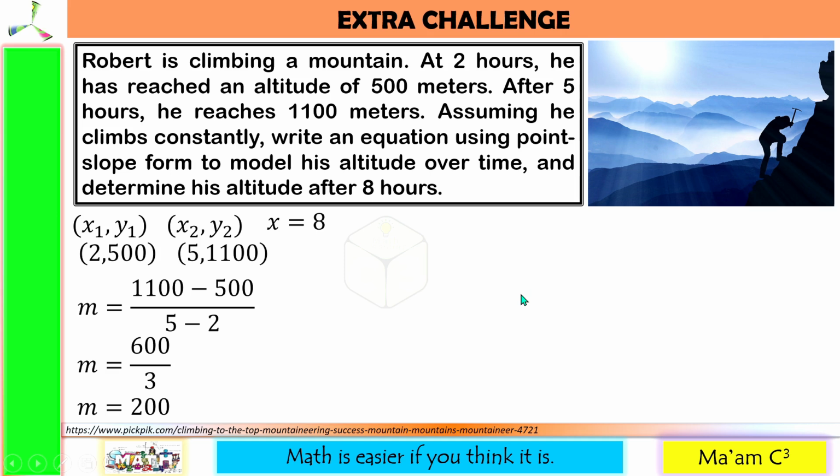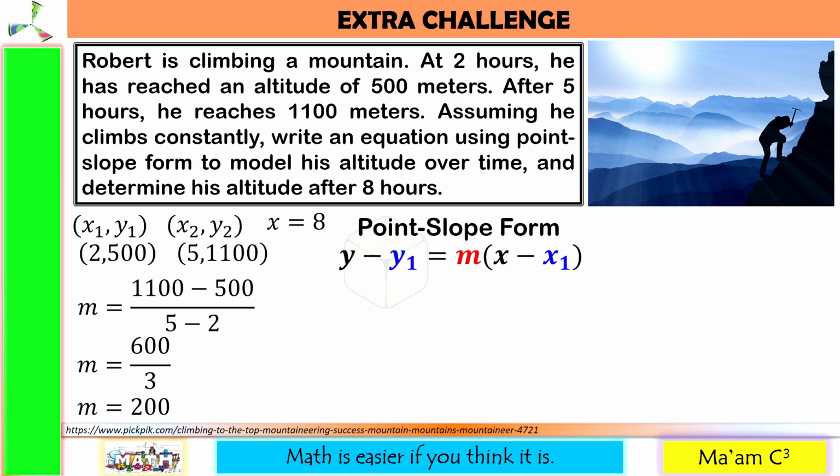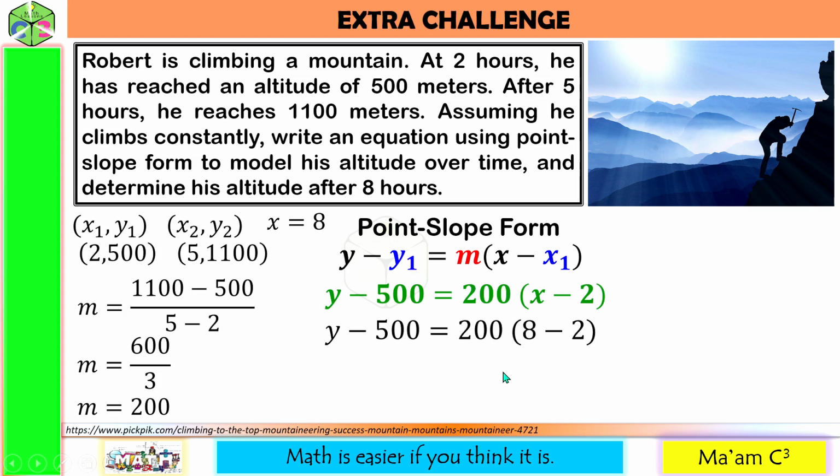Let us recall the formula for point-slope form, and that would be y minus y sub 1 is equal to m times the quantity x minus x sub 1. Let us substitute our given here. Y minus y sub 1, our y sub 1 is 500, so y minus 500. Our slope is 200. And we have here x minus x sub 1, and x sub 1 is equal to 2. Our x is equal to 8. Let us substitute that. 8 minus 2 is 6.